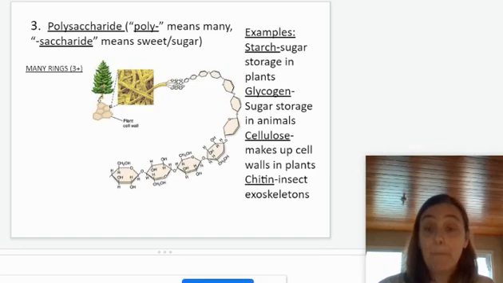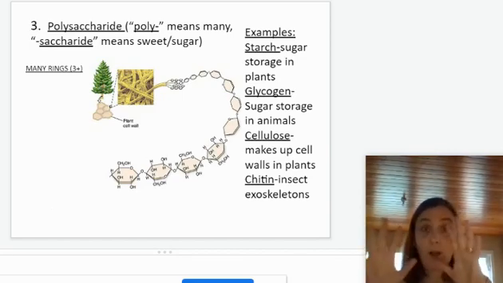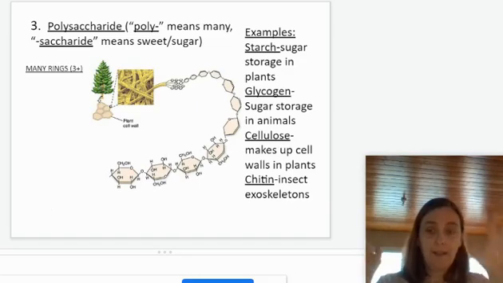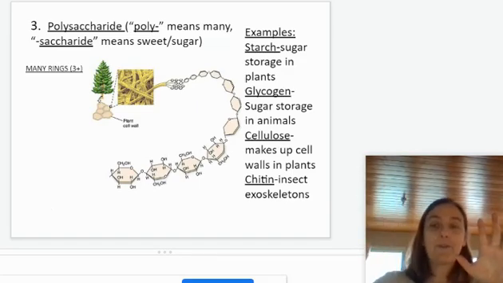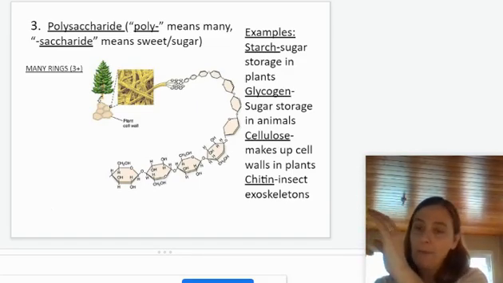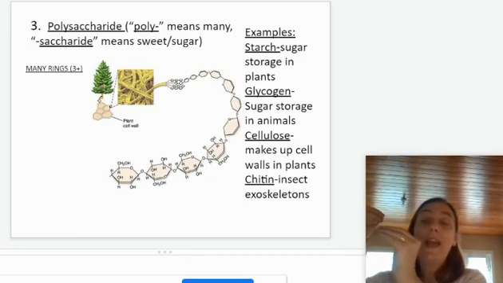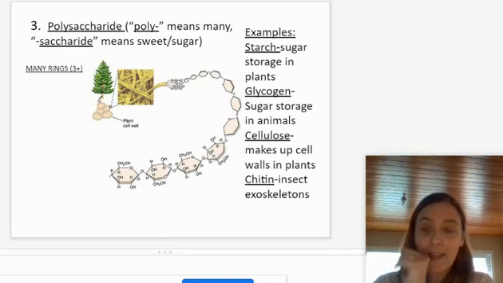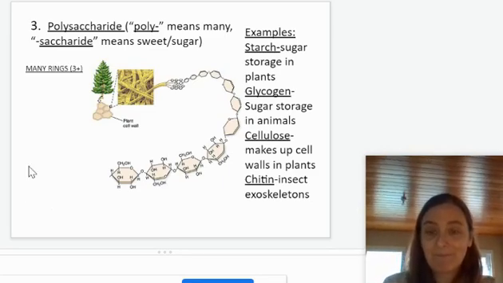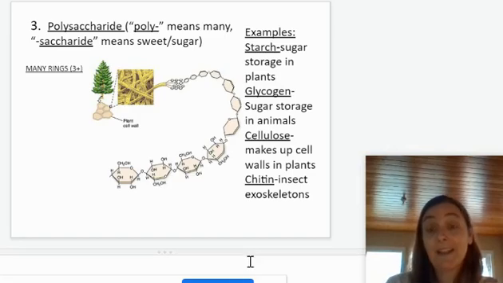We have monosaccharides, disaccharides, and polysaccharides. And remember, just to keep it clear, of all compounds, we've got organic, inorganic. Out of the organic, we have carbs, lipids, proteins, nucleic acids. Out of the carbs, we have monosaccharides, disaccharides, and polysaccharides. We will go on to lipids and proteins next time.